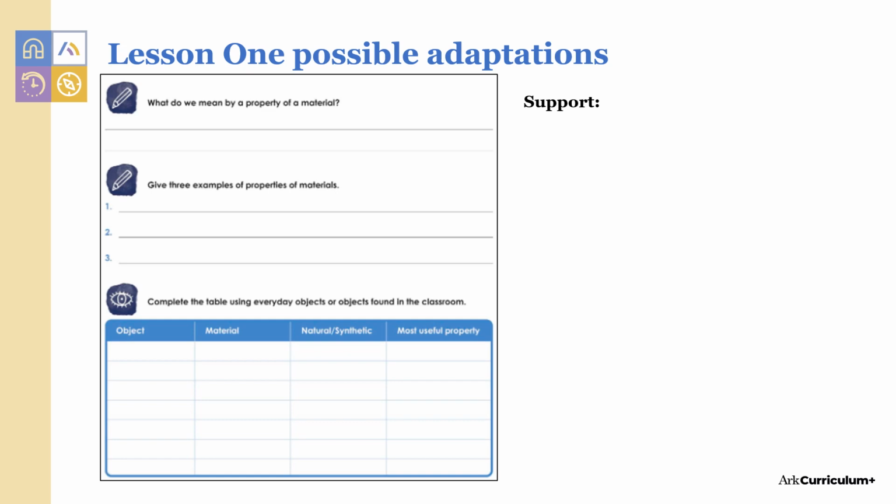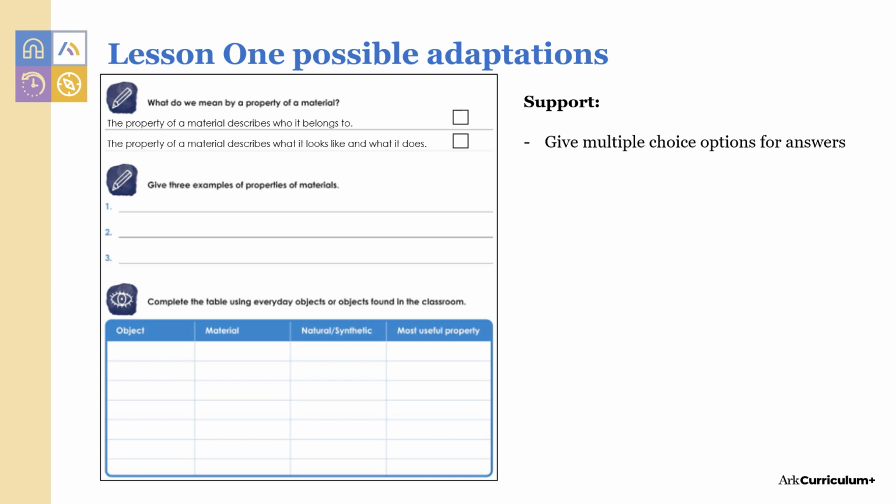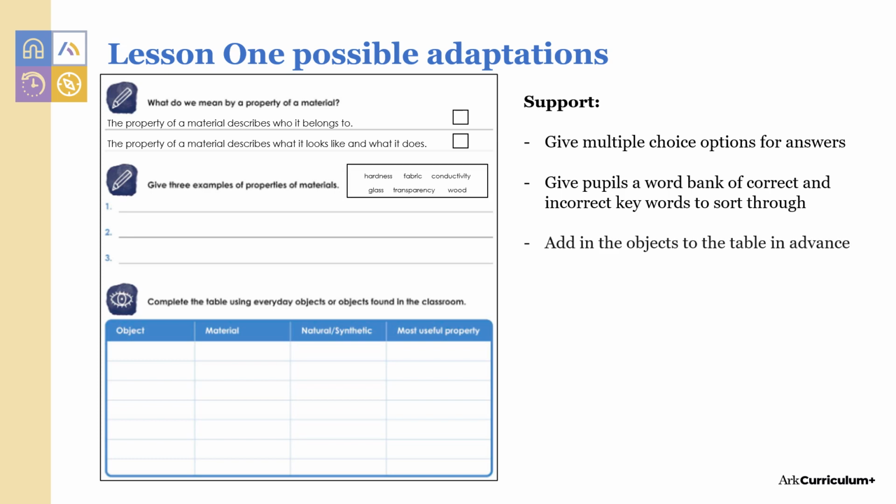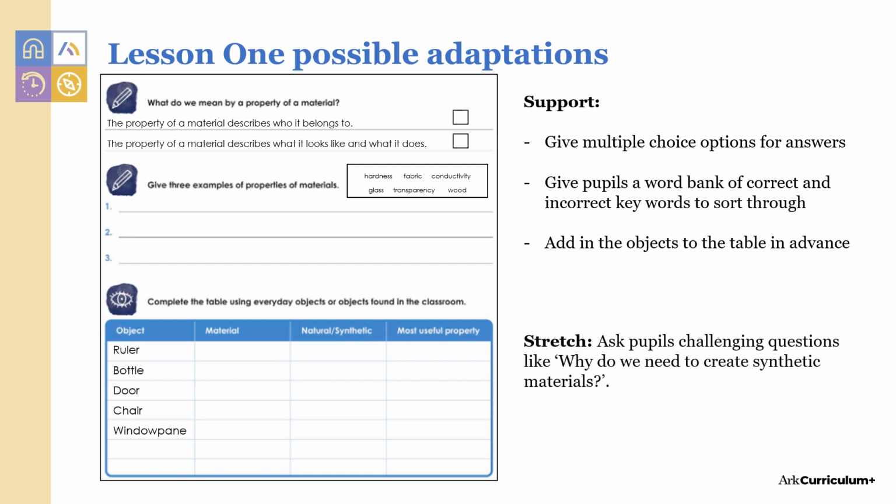In this activity, pupils are asked to answer 2 questions and then complete the table. Support pupils by giving them multiple choice options for answers, by giving pupils a word bank of correct and incorrect keywords to sort through, and adding the objects to the table in advance. Stretch pupils by asking them challenging questions like, why do we need to create synthetic materials?